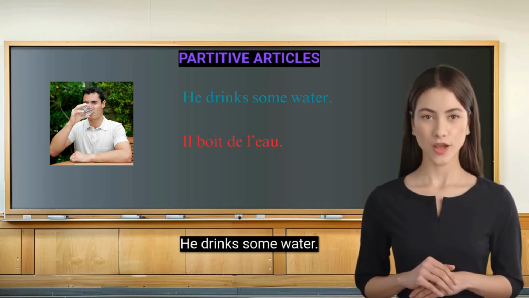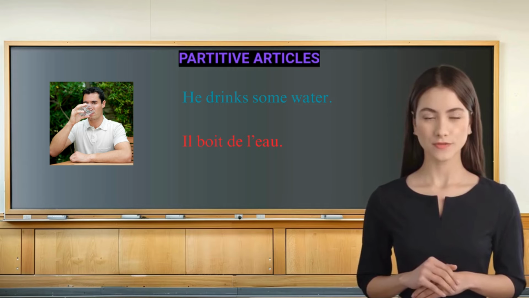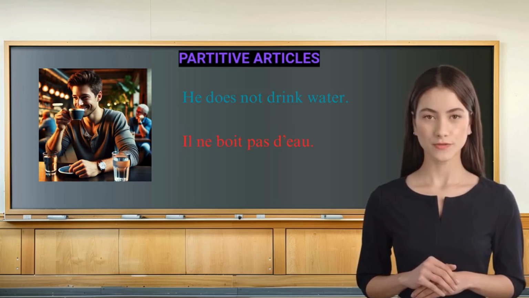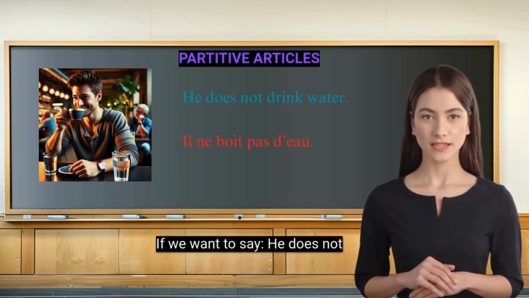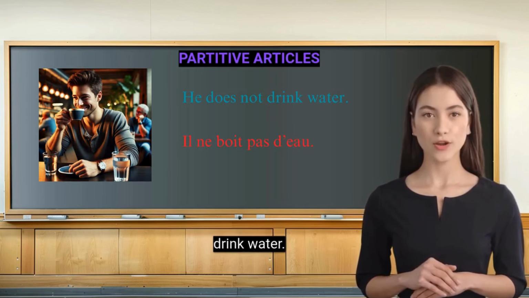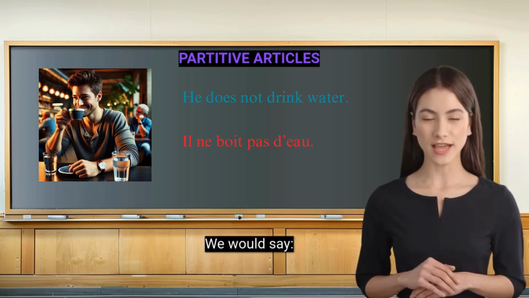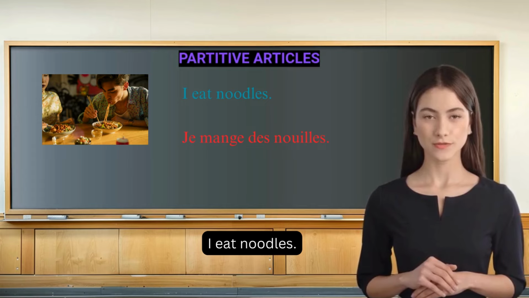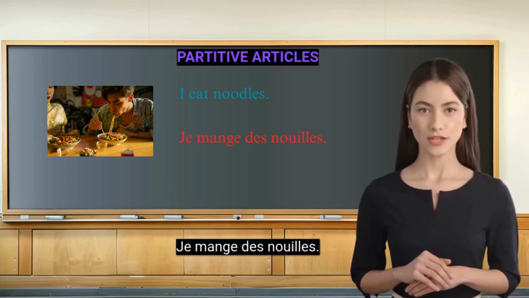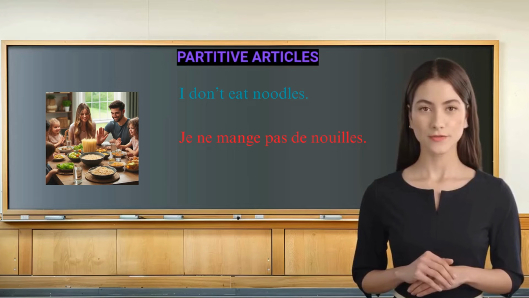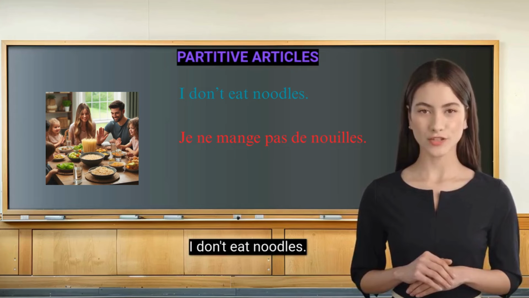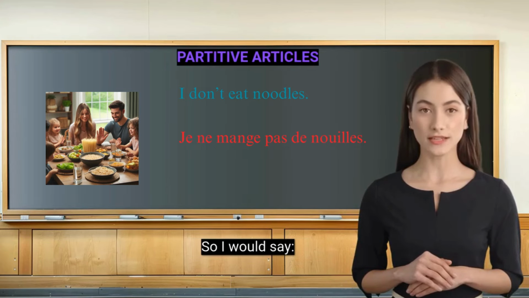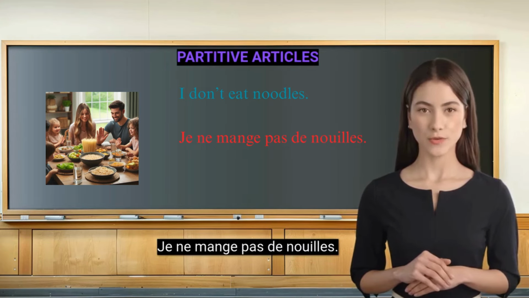He drinks some water. Il boit de l'eau. If we want to say he does not drink water, we would say, il ne boit pas d'eau. I eat noodles. Je mange des nouilles. If I want to say I don't eat noodles, I would say, je ne mange pas de nouilles.